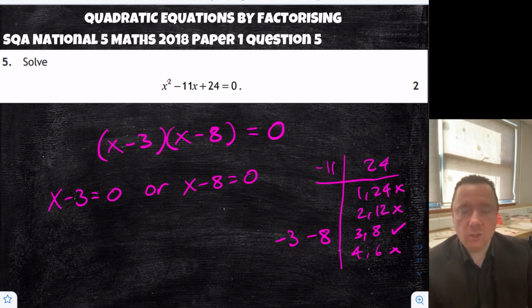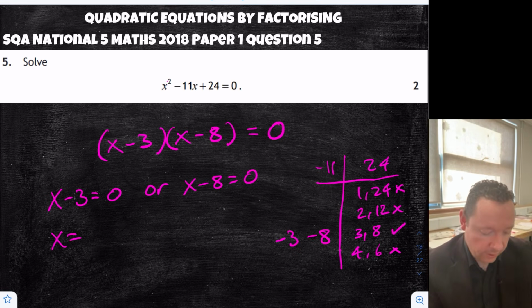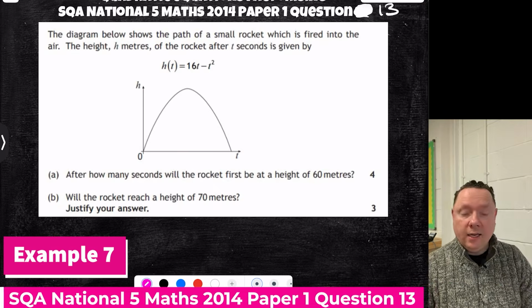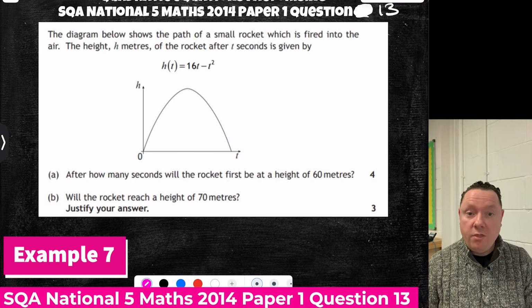And just solving those equations, x must be 3 because 3 take away 3 is 0, or x must be 8 because 8 take away 8 is 0. And we're done there. SQA National 5 Maths 2014 Paper 1 Question 13.